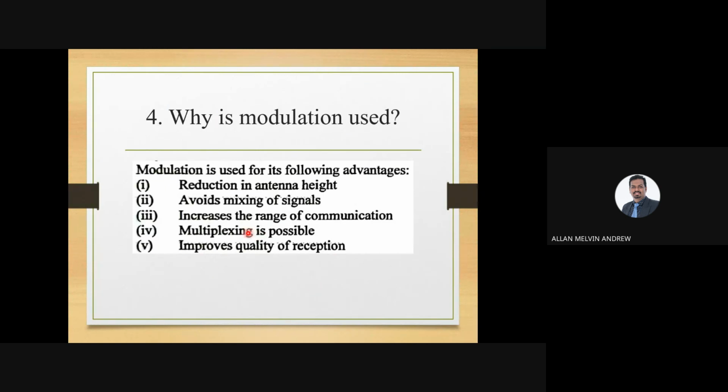The fifth one is improved quality of reception. Of course, at the end, our quality matters. When you have all these advantages, automatically the quality of reception will be higher. So that will help you with delivering whatever you want to deliver. Okay, so any question for question 3 and 4?